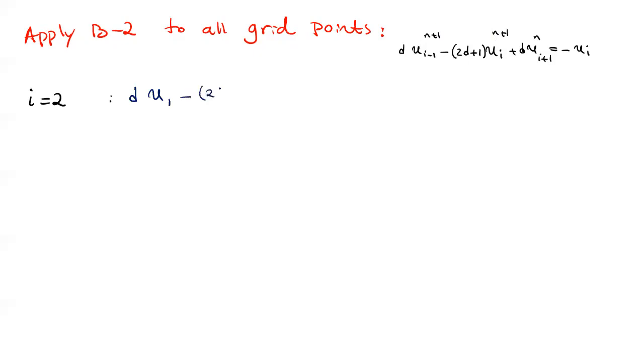Minus, again, D is a constant. So I have minus 2D plus 1 times U2, because I is 2 in this case, plus D times U3. This should be plus 1, right? Equal to minus U2. Make sense?